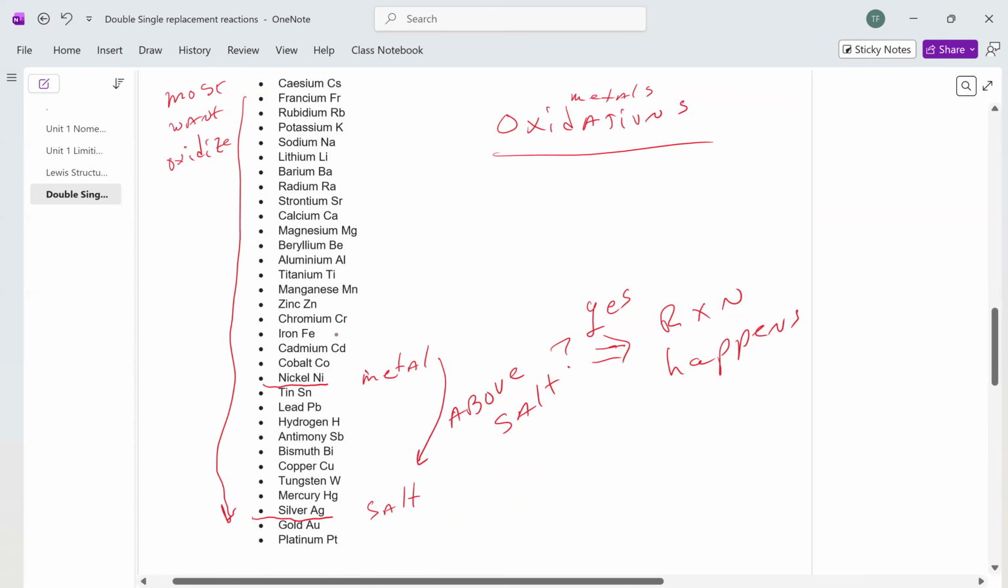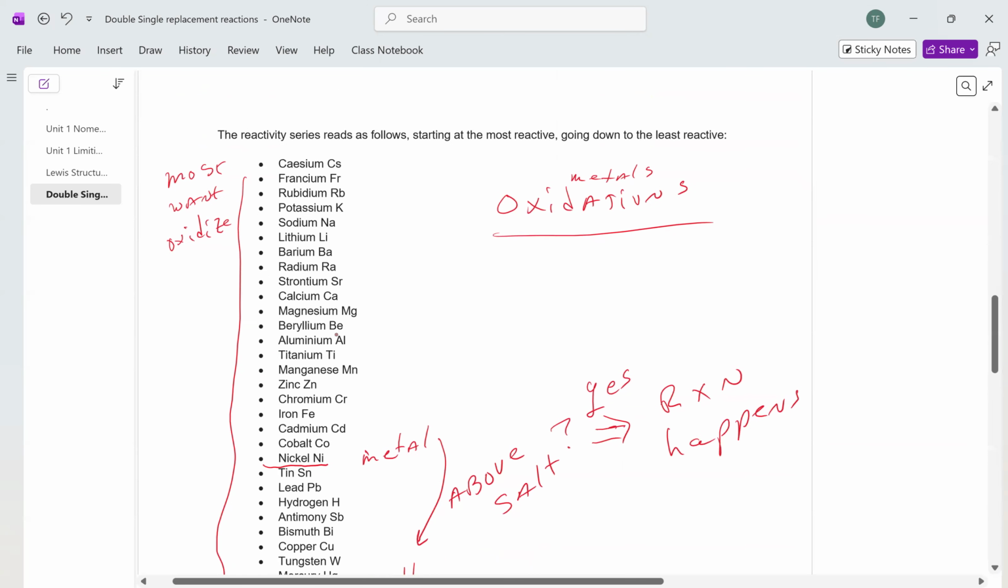For single replacement, when you have a metal and a salt, you need a reaction table of metals, which this is, but it's really an oxidation table. Things higher up oxidize more than the ones below it.